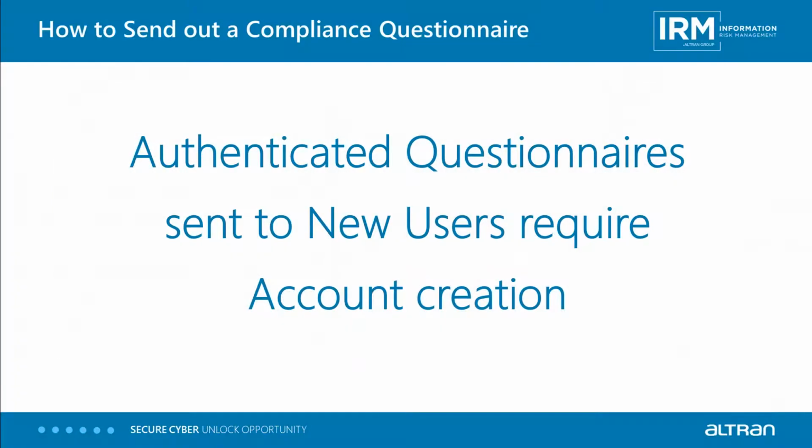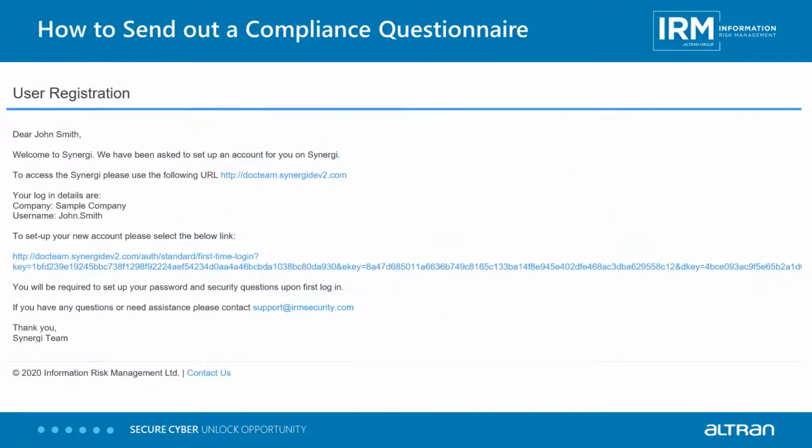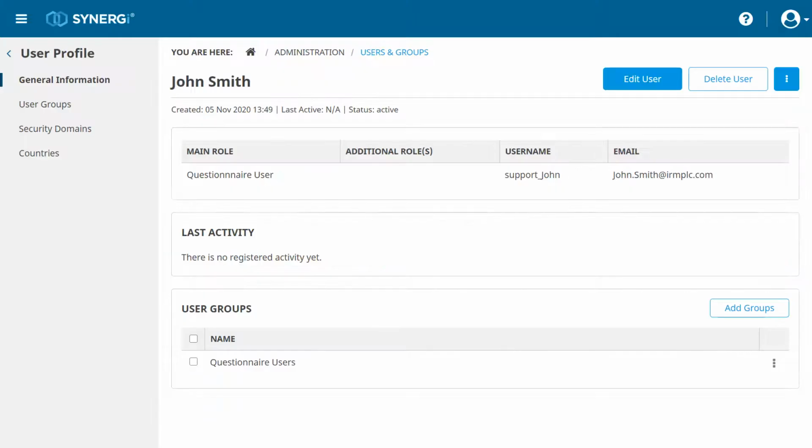However, if an authenticated questionnaire is sent to a new user, they will need to set up an account before they can access the questionnaire. The new users will be sent a user registration email where they can set up an account. These new users will be assigned to a limited access role of questionnaire user, where they will only be able to see the questionnaire dashboard and the section or sections they have been assigned to.